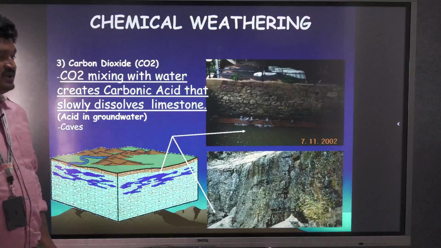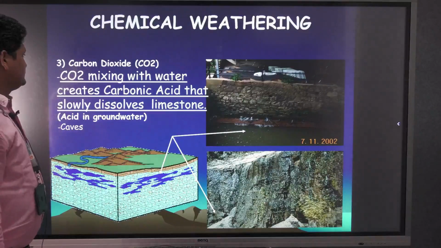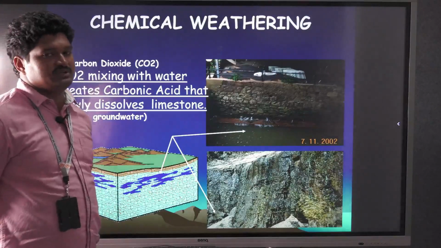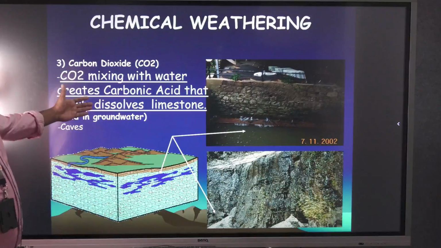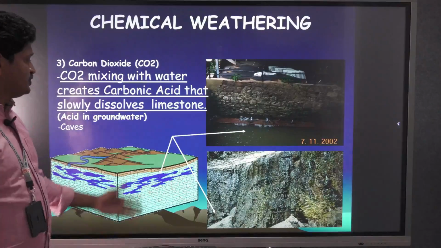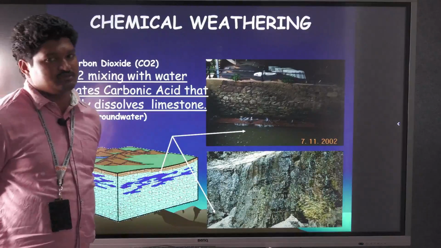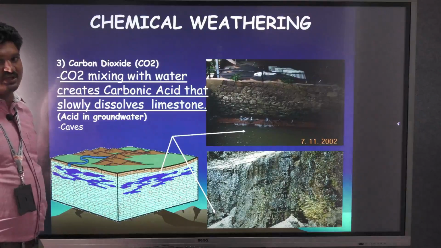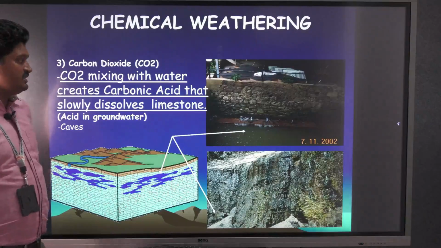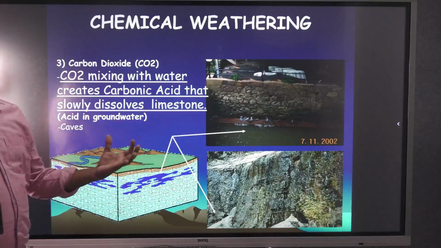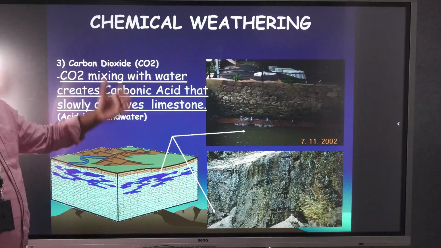And carbonation, involving carbon dioxide. CO2 mixing with water forms carbonic acid. For example, in most cave formations, limestone, which contains CaCO3, reacts with this water. The limestone material gets dissolved in the water, and later forms caves.